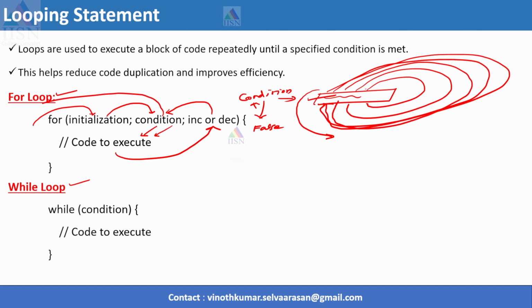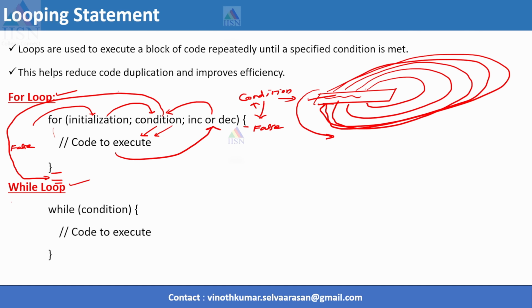Then if it fails, it is going to execute the block of code which exists after this for loop. Here you see the for loop starts from here and ends here. So if the condition fails, it is going to execute the block of code which is outside this curly bracket. Hope you understand what a for loop is and how its execution flows. Now we are moving to the next loop, the while loop.